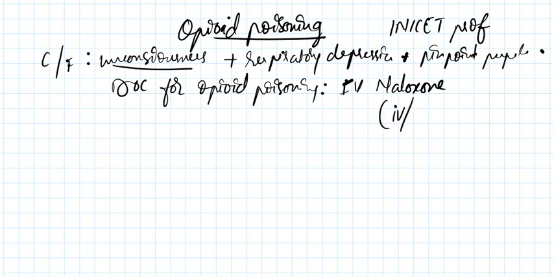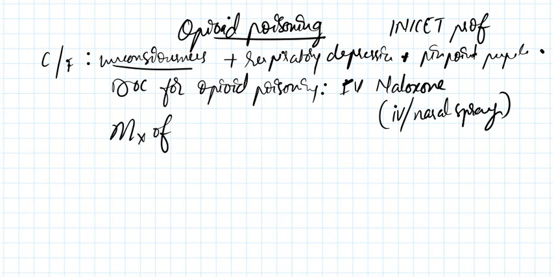But remember, naloxone can not only be given by the intravenous route, it can also be given as a nasal spray. Now after this, if you come to management of opioid dependence, then obviously you can see a little bit of differences from opioid poisoning. You just check it out.